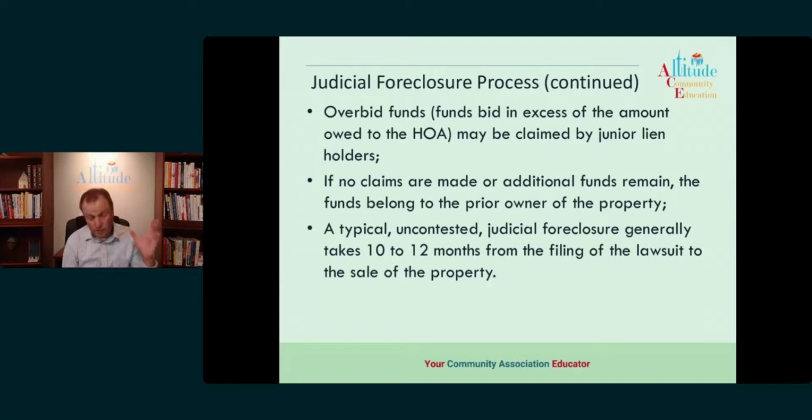And then again, the first mortgage is going to be doing whatever they have contractually to try and collect that money. Again, as we've talked about briefly, a typical uncontested judicial foreclosure generally takes 10 to 12 months from the filing of a lawsuit to the sale of the property. It can certainly take longer. It's rarely going to take less time than that. But your average range is going to be 10 to 12 months.